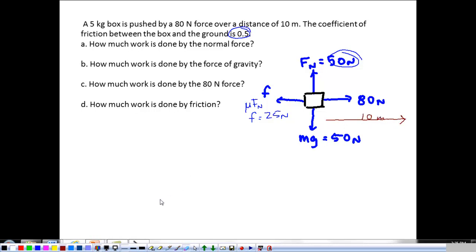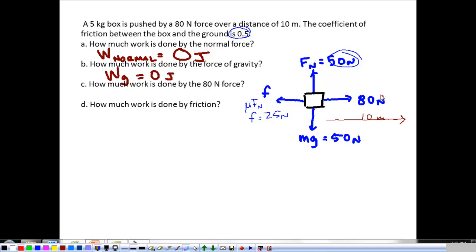All right. The next thing we need to note is that this box is going to move 10 meters in that direction. Forward 10 meters. 80 newtons pushes it 10 meters forward. So, for part A, how much work is done by the normal force? Well, we see here that the normal force is perpendicular to my displacement. So that force doesn't help me with this motion at all. That force does 0 joules of work. How about the work done by the force of gravity? Well, we got the same thing. Gravity pulls straight down, we move straight over. So the work done by gravity is also equal to 0 joules.